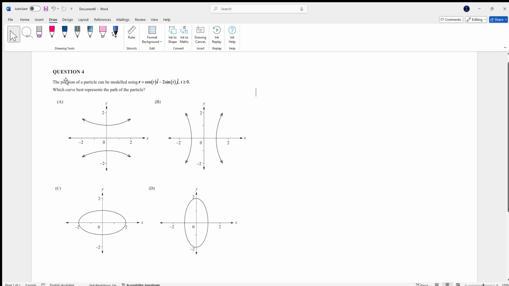Alright, question 4. The position of a particle can be modeled using r equals cos t i minus 2 sin t j, for t greater than or equal to 0. Which curve best represents the path of the particle?